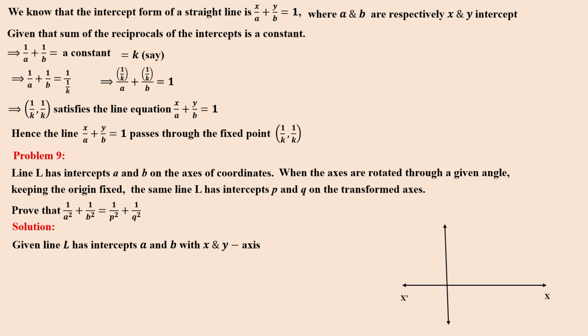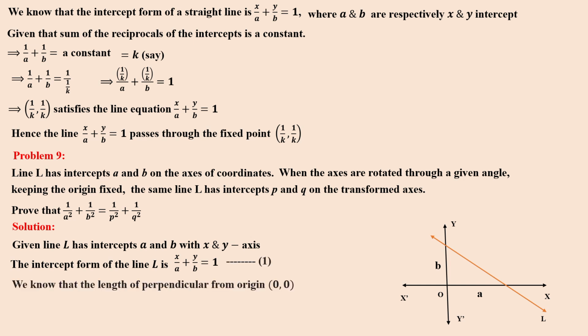So x dash x axis, y dash y axis. O is the origin. This is the given line L, and A is its x intercept and B is its y intercept. The intercept form of the line L is x by A plus y by B equal to 1. That is equation number 1. We know that the length of the perpendicular from the origin (0, 0) to the line ax plus by plus c equal to 0 is given by the formula mod c by root of a square plus b square.